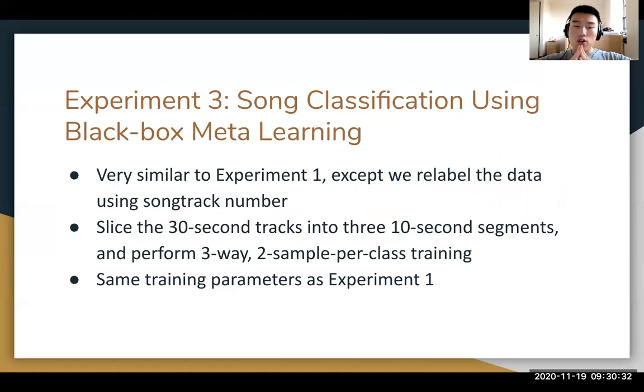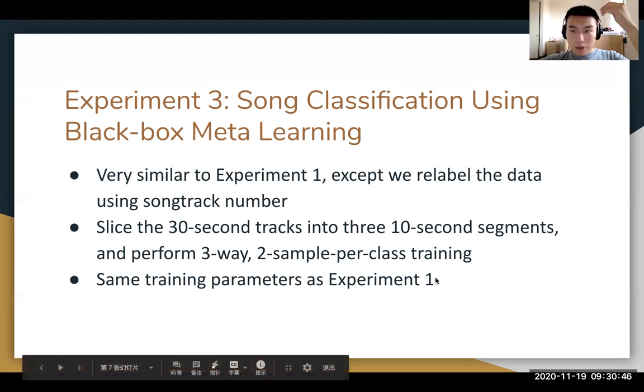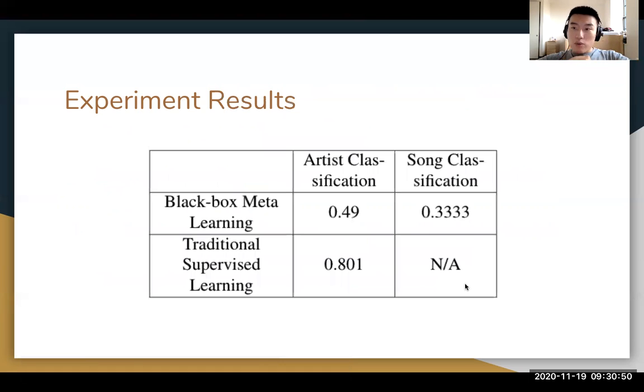For each song track, I would split the 30-second track into three 10-second segments and perform a 3-way 2 sample per class training, using the first 2 segments as the support set and the last segment as the test set. It would be the same training parameters as experiment one. So this is the result that I got. This is the test accuracy that different models achieve on different tasks.